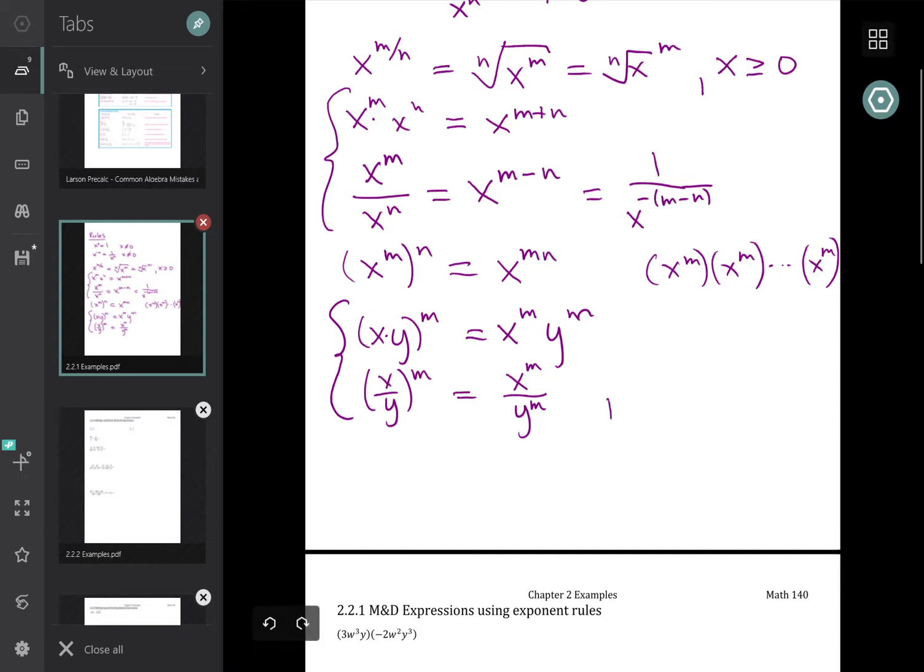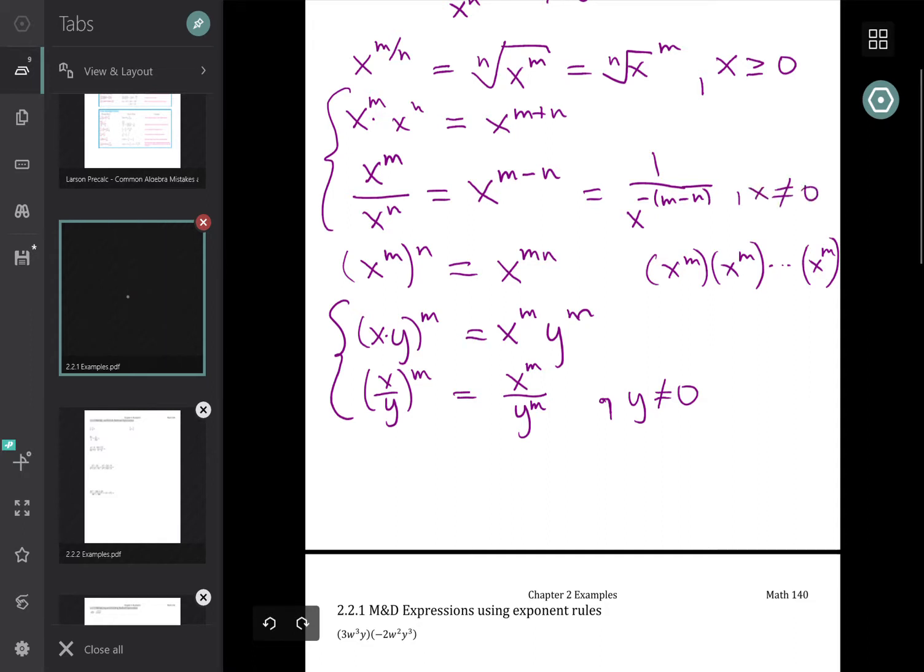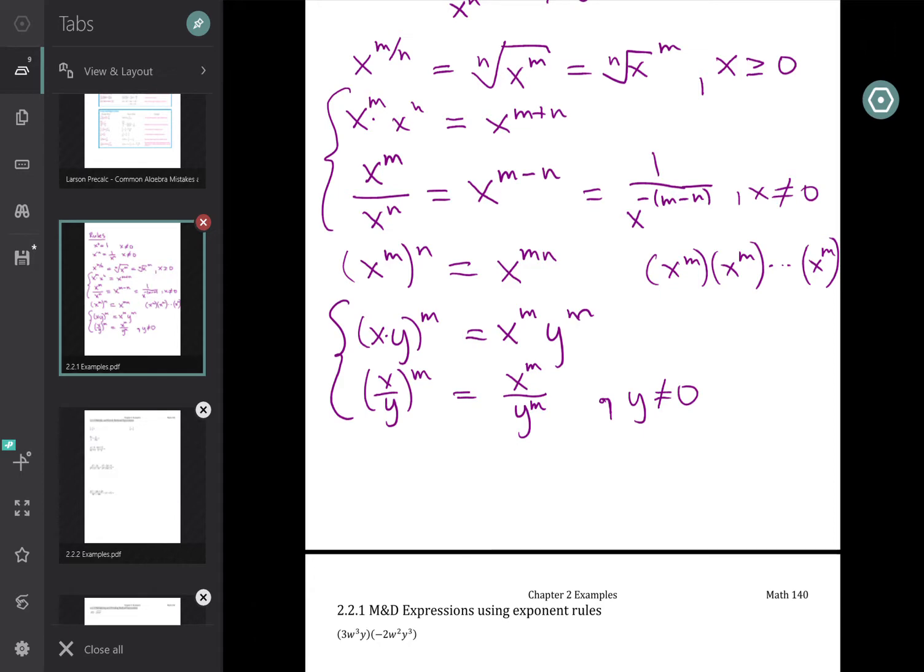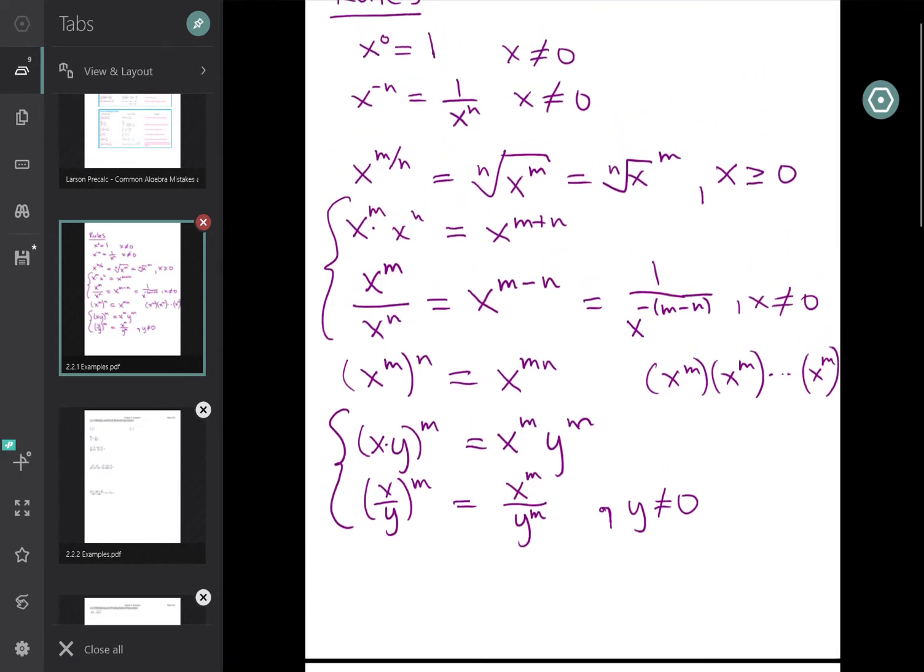Let's see if there are any restrictions here. Y should not equal 0. Up here, x should not equal 0. I think those are the only big ones I can say for the general rule. So a whole bunch of rules, but again, the pairs you don't need to memorize twice. They're kind of saying the same thing.